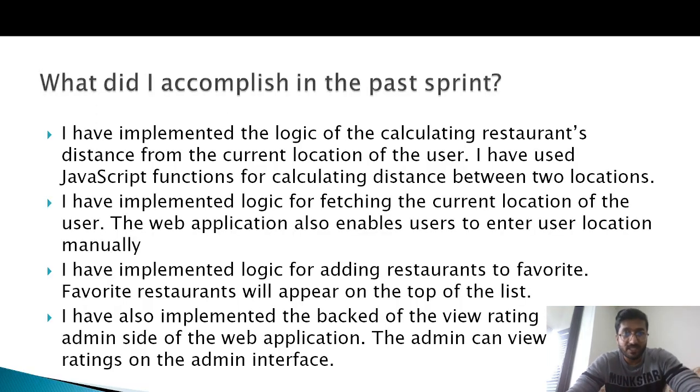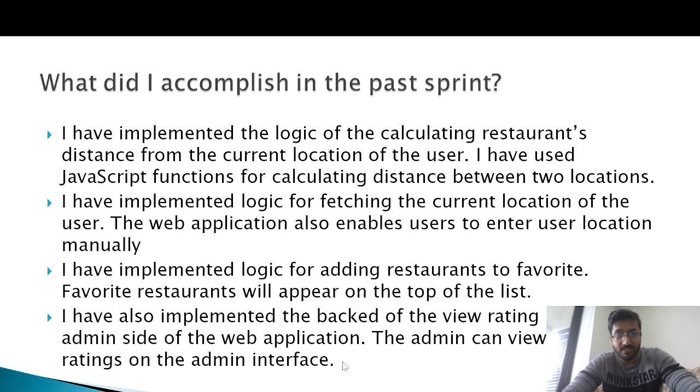So let us come to my individual component development. What did I accomplish in the past sprint? I have implemented the logic of calculating the restaurant's distance from the current location of the user. I have used JavaScript functions for calculating the distance between two locations. And I have implemented logic for fetching the current location of the user. The web application also enables the user to enter the location manually.